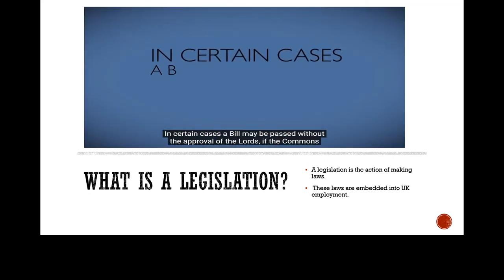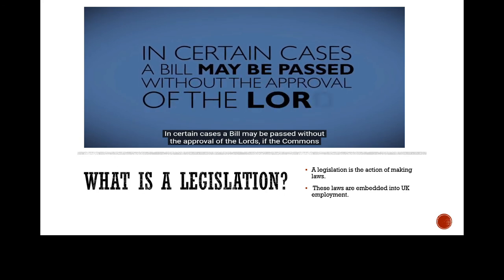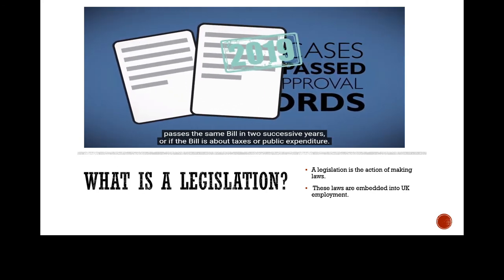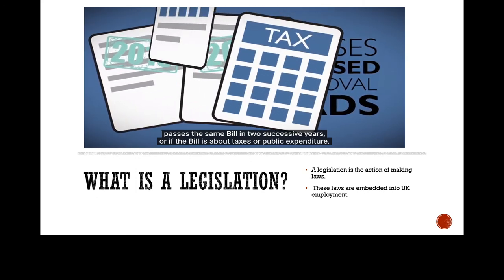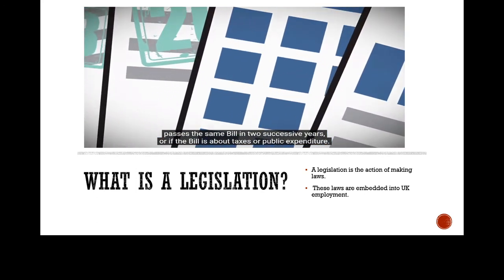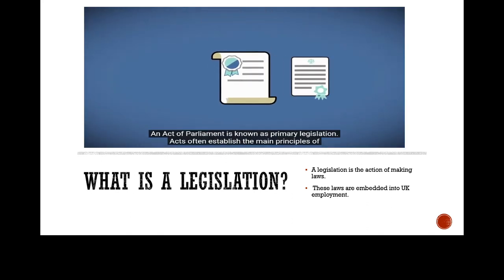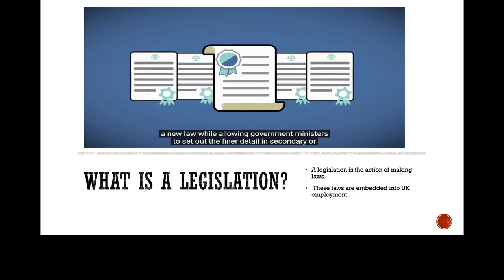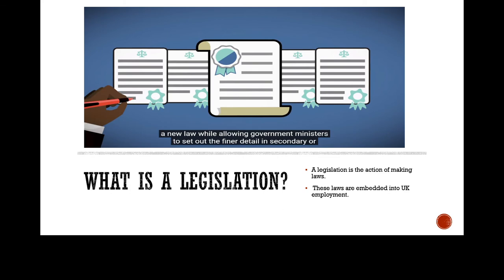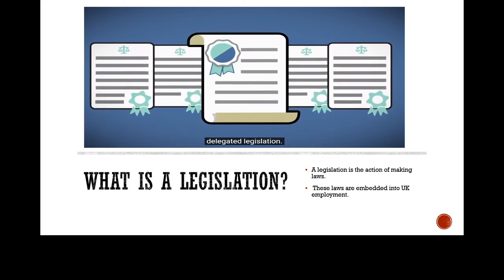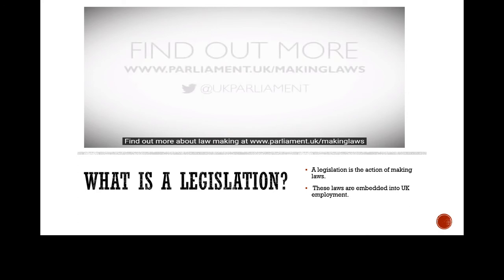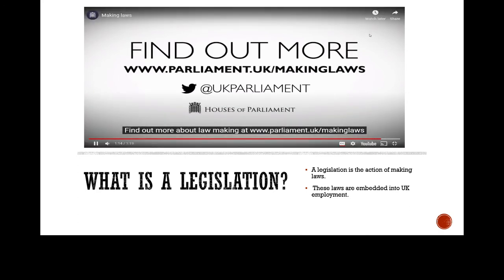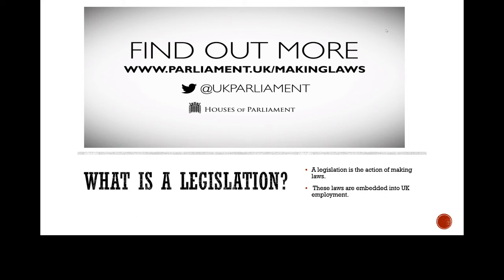In certain cases, a bill may be passed without the approval of the Lords, if the Commons passes the same bill in 2 successive years, or if the bill is about taxes or public expenditure. An Act of Parliament is known as primary legislation. Acts often establish the main principles of a new law while allowing government ministers to set out the finer detail in secondary or delegated legislation. Find out more about lawmaking at www.parliament.uk/makinglaws. All resources will be referenced at the end of this slideshow.